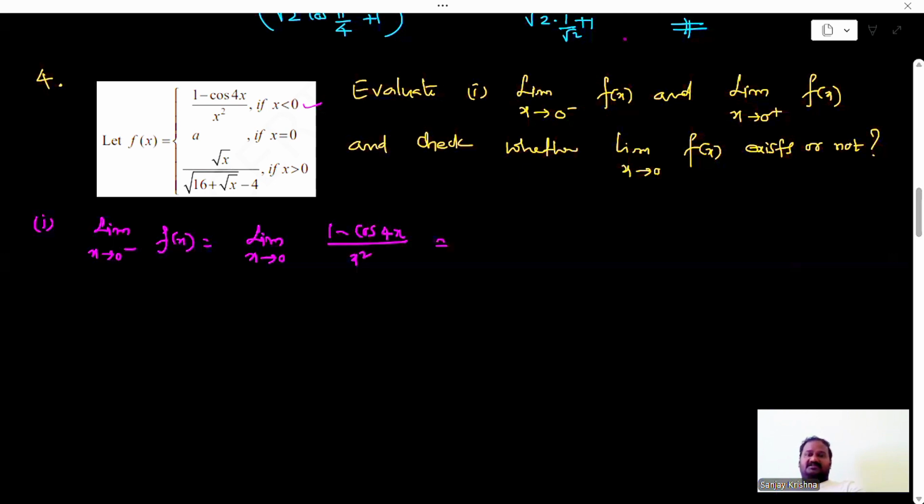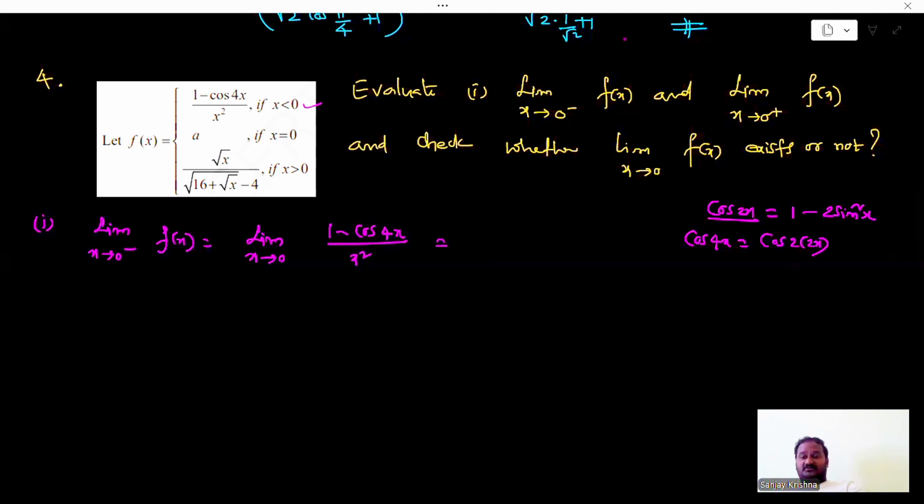See, this is 1 minus cos 4x, right? You have cos 2x formulas. What is cos 2x? Cos 2x is equal to 1 minus 2 sine square x. This is one formula, right? Then how can I get the formula for cos 4x? Cos 4x can be written as cos of 2 into 2x, right? Now this is in the form of cos 2x, 1 minus 2 sine square x. This is, cos 4x is cos of 2 times 2x.